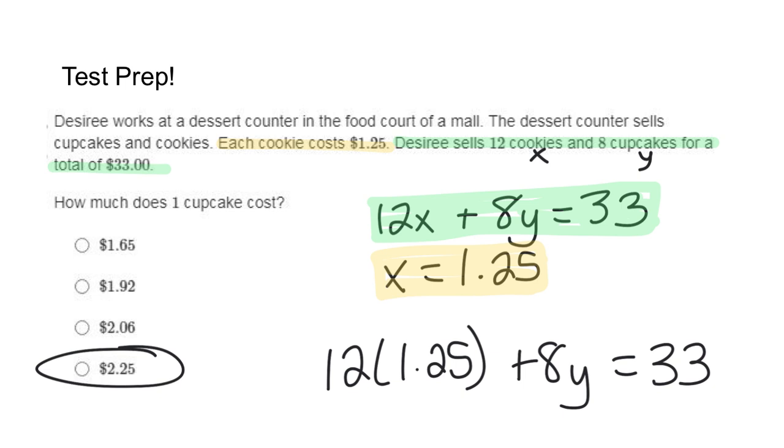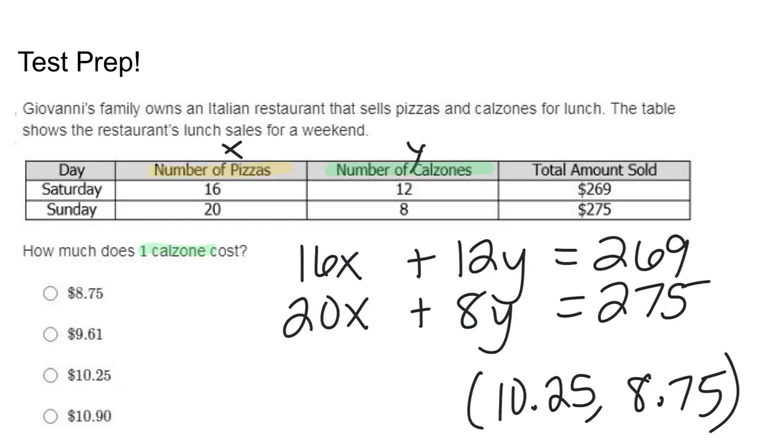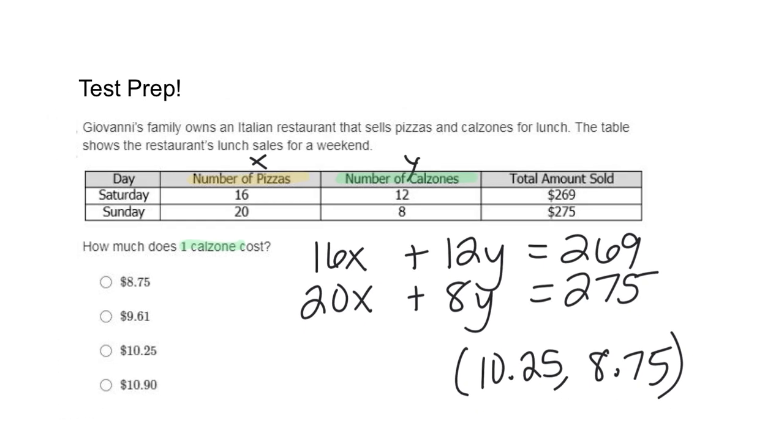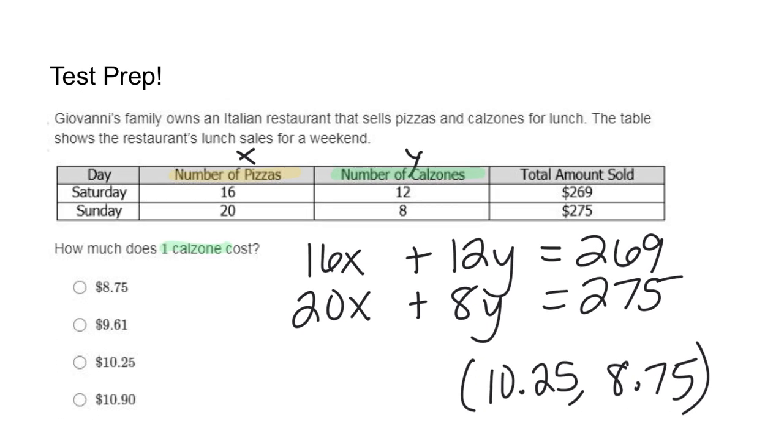All right, and then the last one. So this one gave me 2 different totals, and so I wrote 2 different equations, one for Saturday and one for Sunday. And then when I got my point of intersection, it was at 10.25, 875. And so they asked for the cost of a calzone, which would have been the y value for this one, which is why my correct solution here should be A. The 875 was the calzone cost. So A was the right answer to that one.